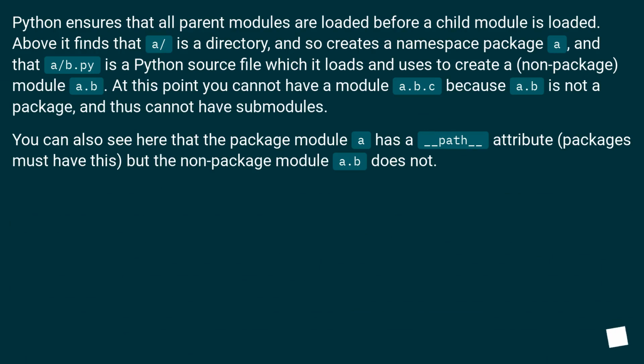Python ensures that all parent modules are loaded before a child module is loaded. Above it finds that a/ is a directory, and so creates a namespace package a, and that a/b.py is a Python source file which it loads and uses to create a non-package module a.b. At this point you cannot have a module a.b.c because a.b is not a package, and thus cannot have submodules. You can also see here that the package module a has a __path__ attribute. Packages must have this, but the non-package module a.b does not.